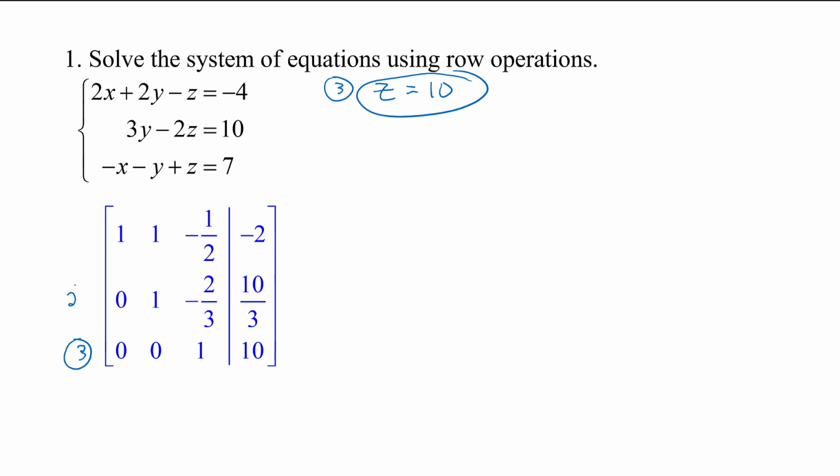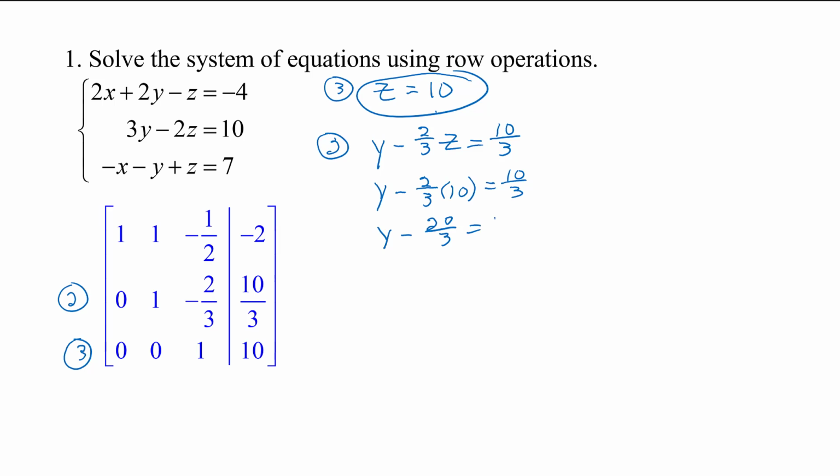Then I move up to row 2 here, which writing that as an equation would be y minus 2/3 z equals 10/3. I can plug in z equals 10 and have y minus 2/3 times 10 equals 10/3. Or y minus 20/3 equals 10/3. If I add 20/3 to both sides, I have y equals 30/3. And that's the same as saying y equals 10. So we have y equals 10.